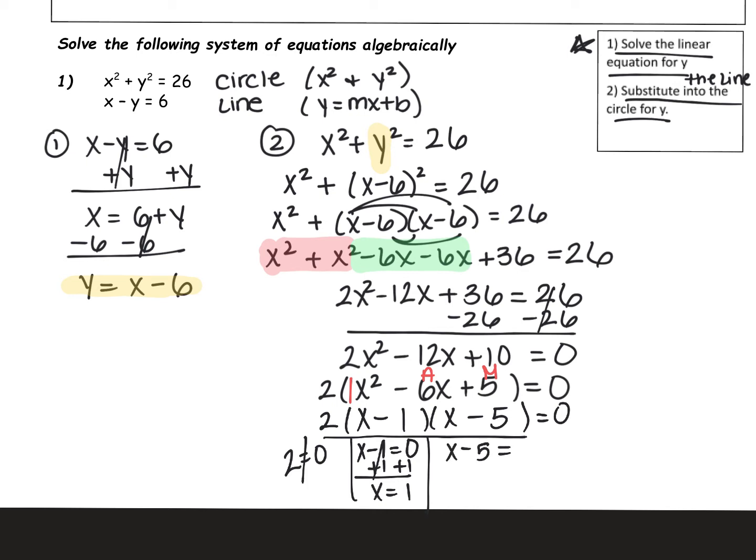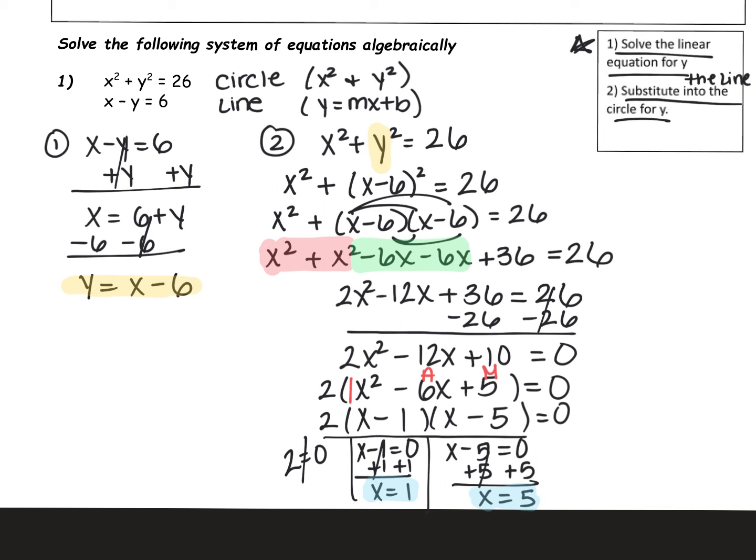X minus 5 equals 0. We're going to add 5 to both sides. 0 plus 5 is 5. So we just found our x values of the points of intersection. So we have x equals 1 and x equals 5.